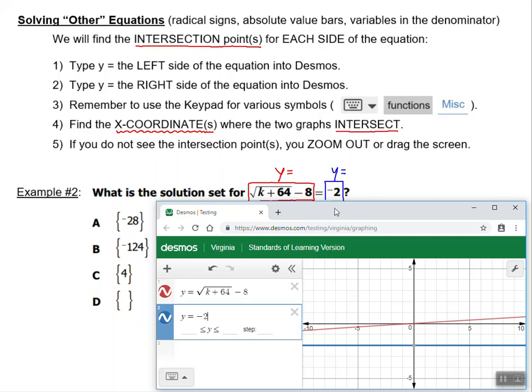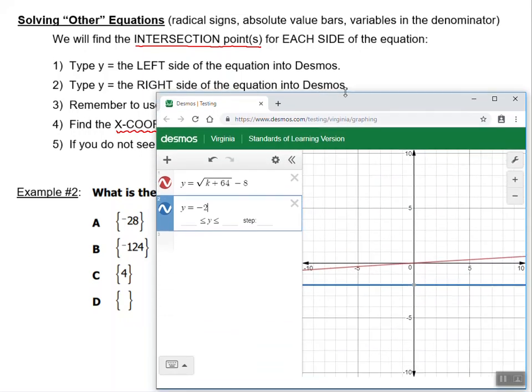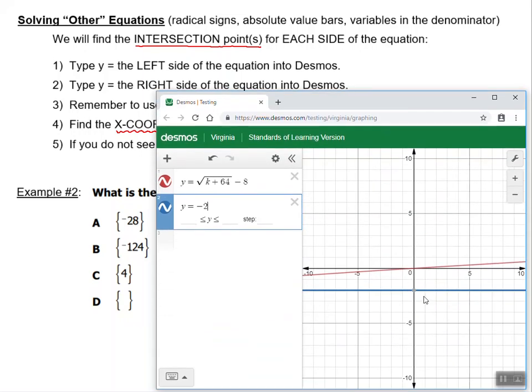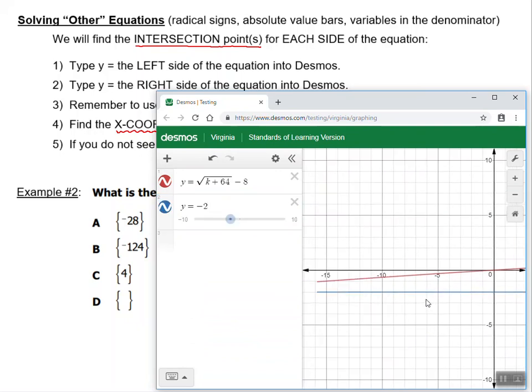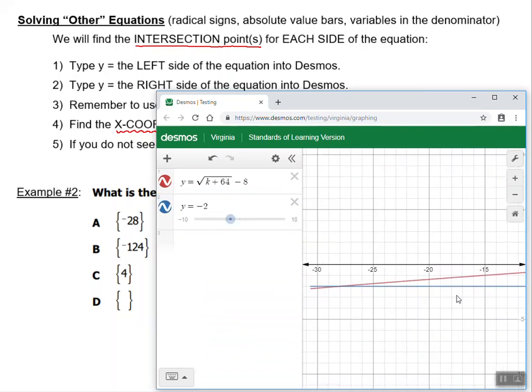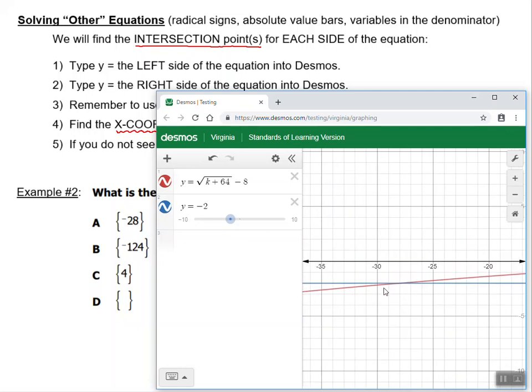And I'm looking at this graph. Okay, let's open this up a little bit. I see the red graph and the blue graph, and it looks like they're going to intersect, but I just don't see that yet. So I can either drag this screen, which is what I'm going to do. I'm going to drag the screen until I see, yep, they intersect right here. And if I click over there, I can see that intersection point. The actual ordered pair is negative 28 comma negative 2, but remember we're just looking for the x coordinate, and that is negative 28. So we found that by dragging the screen.